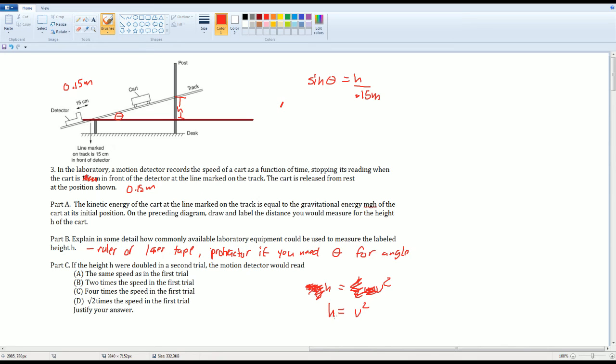Okay. So if I double the height, what happens to the velocity? Square that. Velocity is the square root of some height. Let's see. Work it out. It would be the square root of 2 times the speed of the first trial, because the new velocity would be the square root of 2 times the height. So there you go.